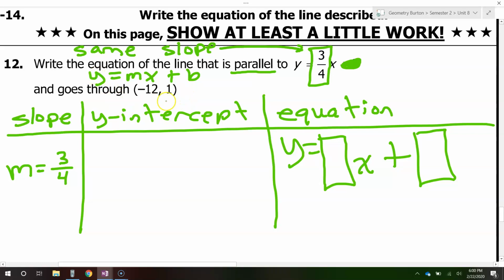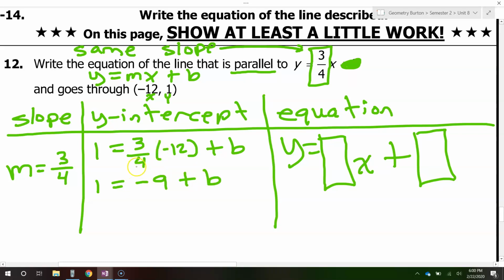Let's start with the y. This is the x value and this is the y value. So I'm going to start with 1 equals, and then the m is the 3/4. Okay, and then the x is -12, and then plus b. Now, some of you can do this in your head. 4 goes into -12, -3 times. -3 times 3 is -9. So this is going to be 1 equals -9 plus b.